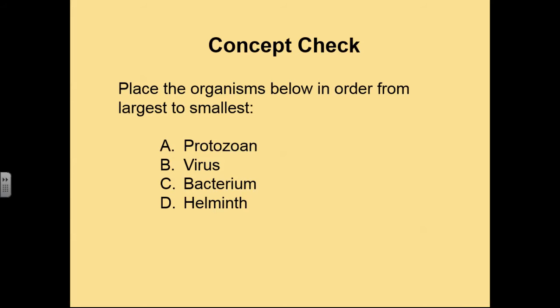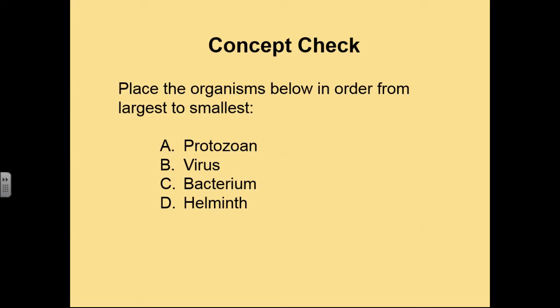So, let's do a concept check. This concept check is actually going to be related back to earlier PowerPoints in this chapter. What's the largest and then the smallest organism? So if we think back to earlier in this presentation, we had mentioned how helminths are always multicellular organisms. Helminths are the big guys on the block. So we start with D, helminth as the largest. Then we have protozoa. Protozoa are a eukaryotic organism that can be single cellular. So they are going to be the second largest.